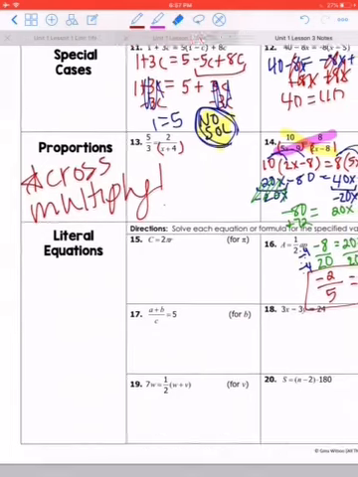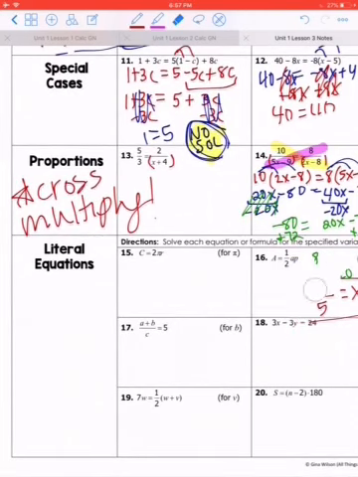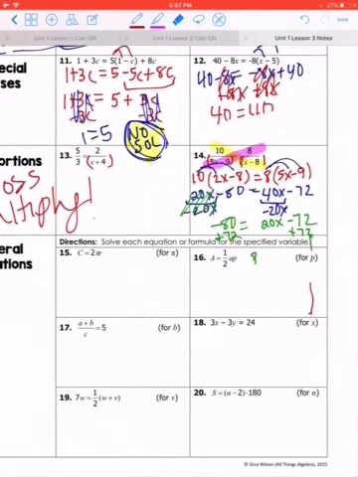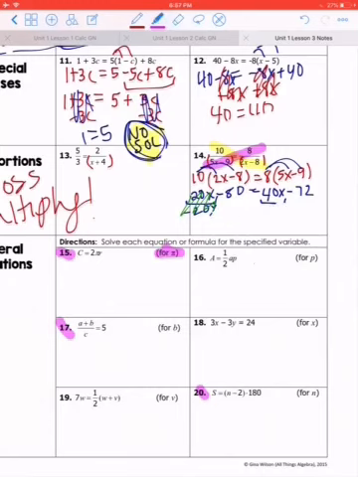Okay, so literal equations. Let's do 15, 17, and 20. Okay, and that'll be it. So c equals 2 pi r. You're going to solve it for pi, okay? A literal equation means you solve for a variable. So if you notice all of these, you're solving for a variable, and you're not going to get x equals 5 at the end. You're going to get x equals some kind of variables, or in this case, pi equals some kind of variables. That's what a literal equation is, okay?